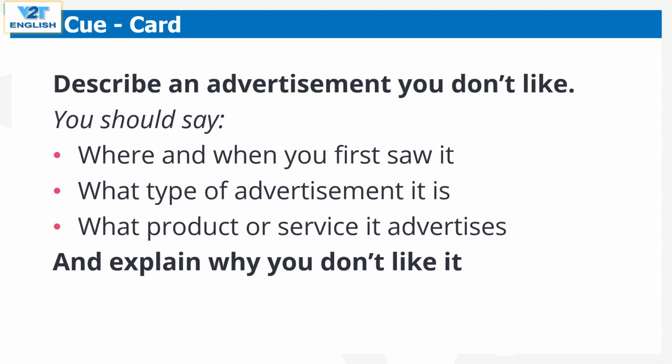IELTS Speaking Part 2. Band 9. Describe an advertisement you don't like. You should say where and when you first saw it, what type of advertisement it is, what product or service it advertises, and explain why you don't like it.